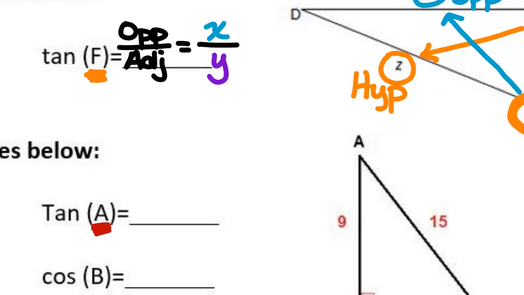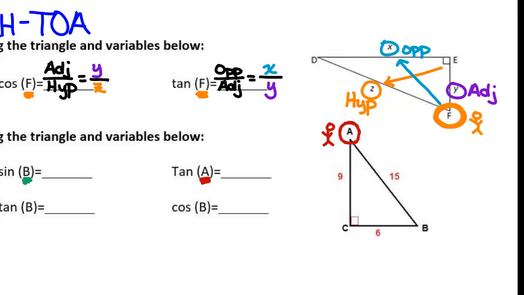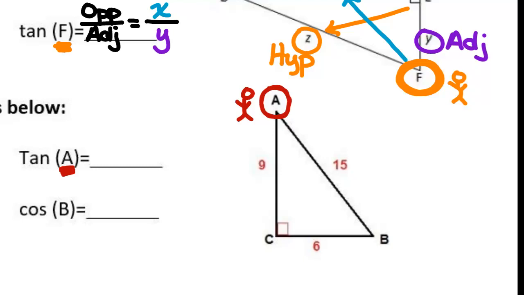So that means I need to be standing up here at angle A. So I'm going to circle that angle. After I circle the angle, I'm going to label the sides based on where I'm standing. The first side we always label as the hypotenuse. What is the hypotenuse of this triangle? 15. It's always opposite the right angle. Here's my right angle. Opposite that right angle is 15, so that would be my hypotenuse.